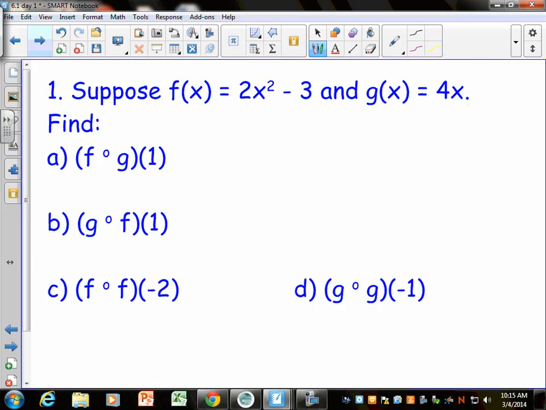Part of the homework today is we're just going to practice evaluating numbers with this.